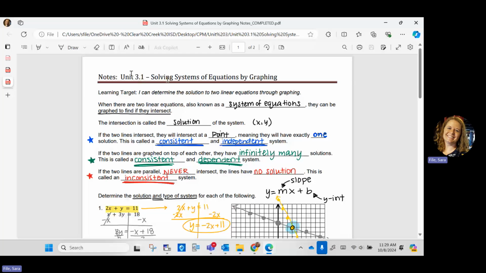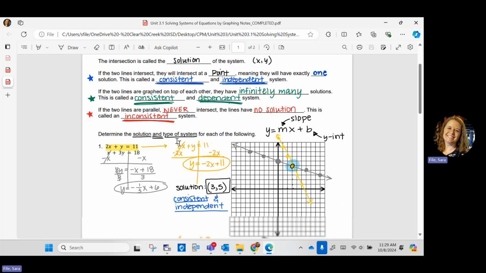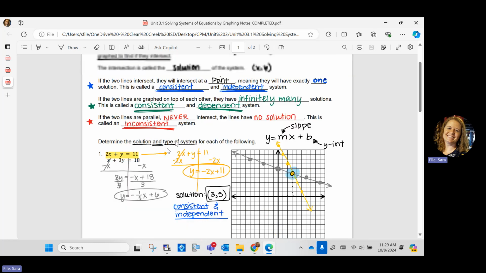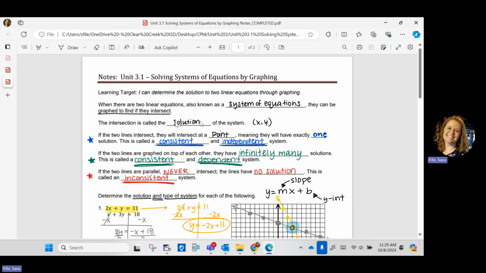We looked at solving systems of equations by graphing. We looked at the different types of systems. A system is just when there's two or more equations together. And when we're looking for a solution, what we're looking for is the point that they intersect.